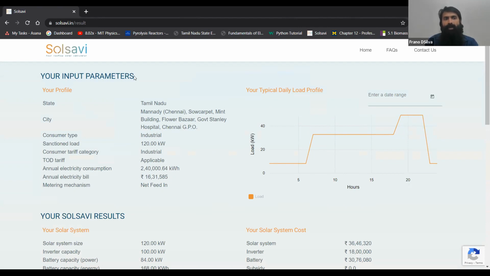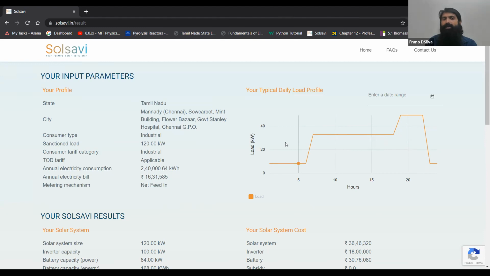Under your input parameters, you will find the input parameters that you have entered during the simulation. The average monthly consumption is converted into an annual electrical consumption, and the annual bill payable is shown under the business as usual case, while the selection of metering mechanism is net feed in for your proposed solar system.